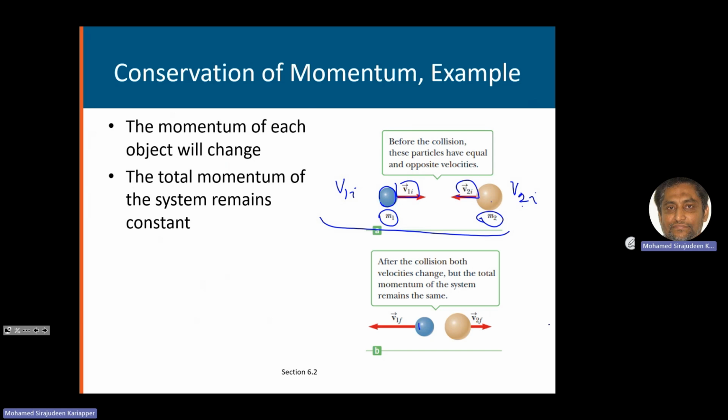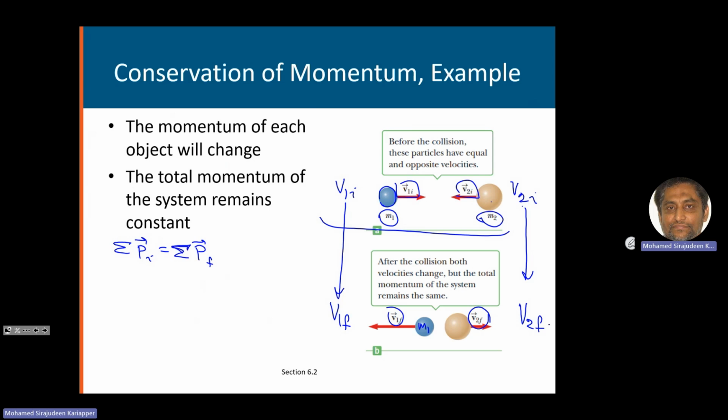Because they are coming towards each other, they are going to collide and their momentum will change. The ball m1 will have a new velocity, v1f. It changed from v1I to v1f. And this orange ball will have a new velocity. It will change from v2I to v2f. So that means their momentums are changing. However, the total momentum before is equal to the total momentum after. This is the conservation of momentum.